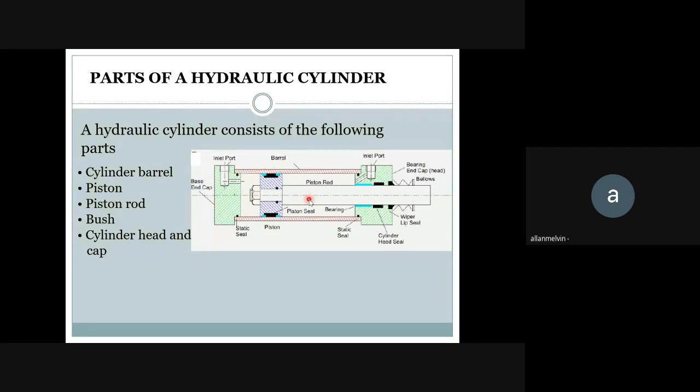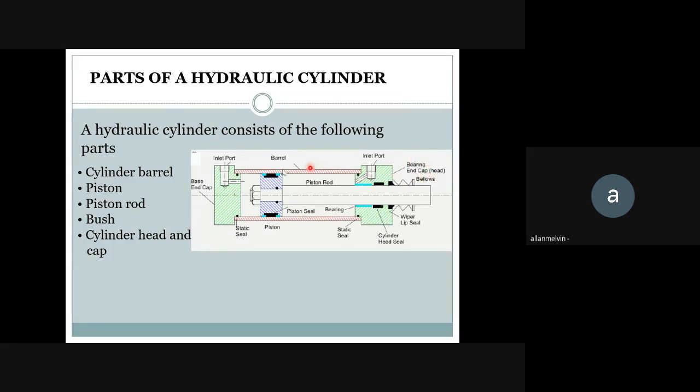Parts of hydraulic cylinders. We have seen this in pneumatics, and in hydraulics it is almost the same, just the construction inside is more suited for hydraulic oil. It normally consists of a cylinder barrel, the main body. Then you have a head and a base end cap, or the head end cap.